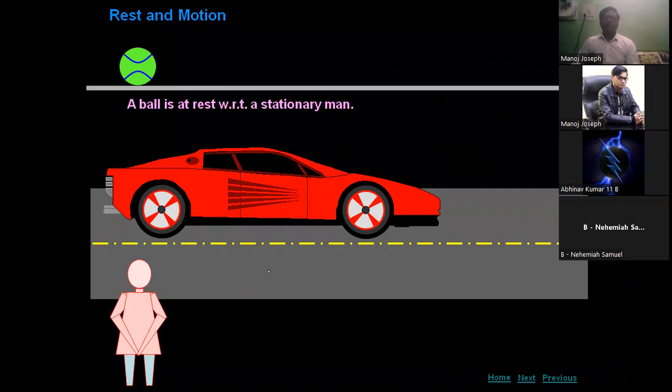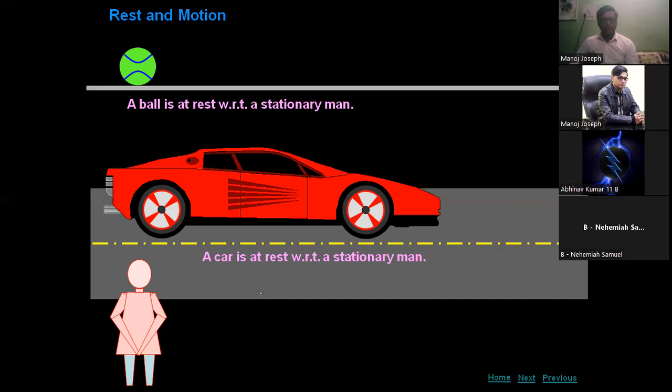So a ball is at rest with respect to the stationary man. So this person or the man is stationary, and the ball is at rest with respect to this person. Physics is nothing without the observer. So observer is very, very important in physics. So suppose that this person is the observer. He or she is observing the motion of these objects. So car is at rest with respect to the stationary man. So both the objects, this ball and the car, are at rest with respect to this observer.